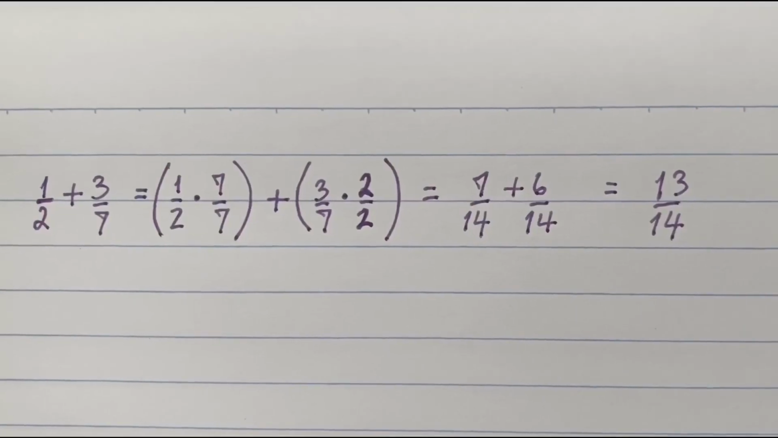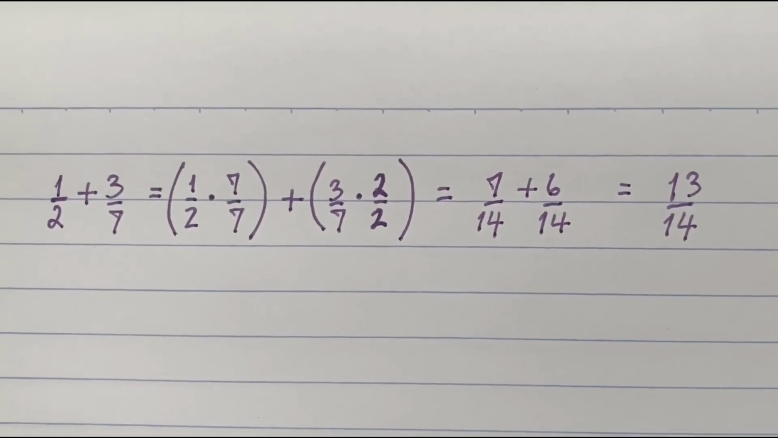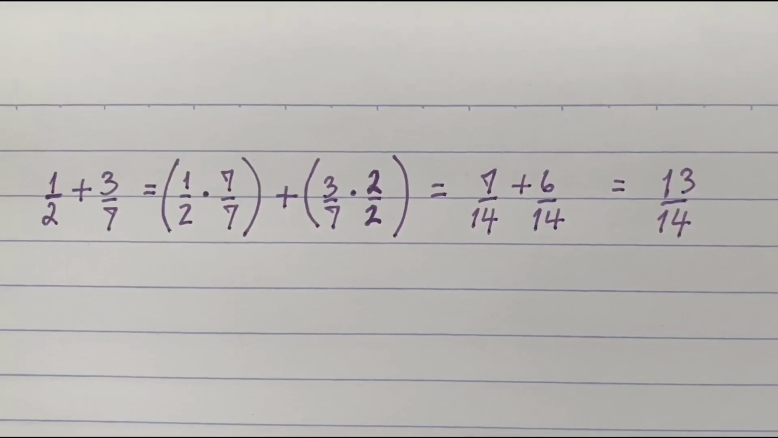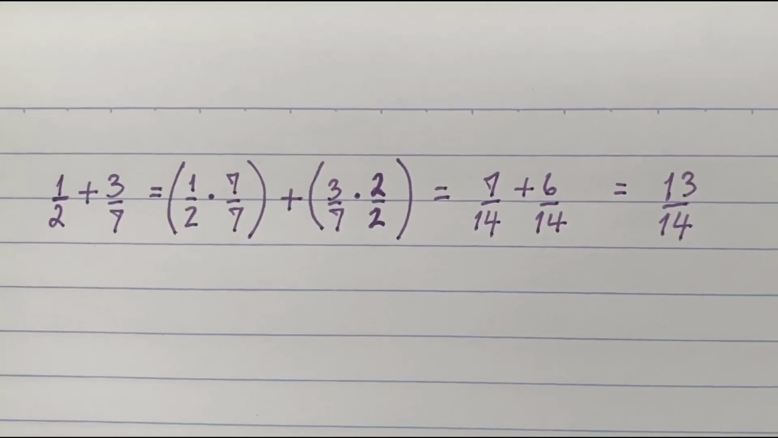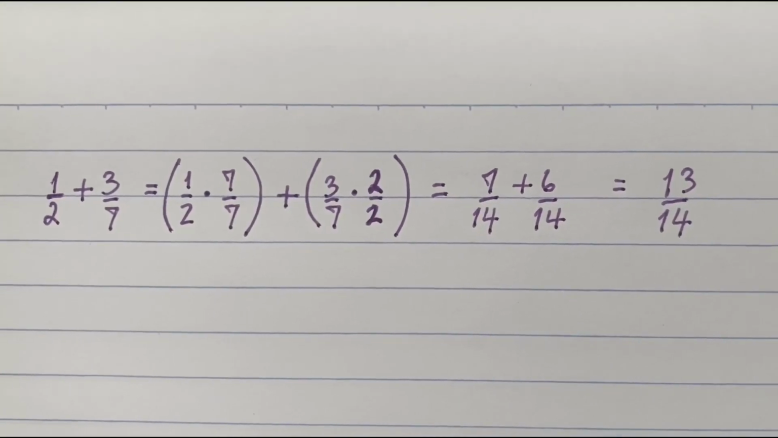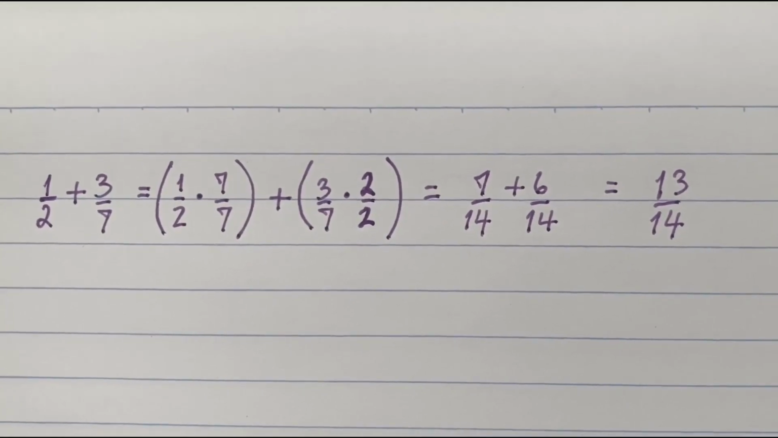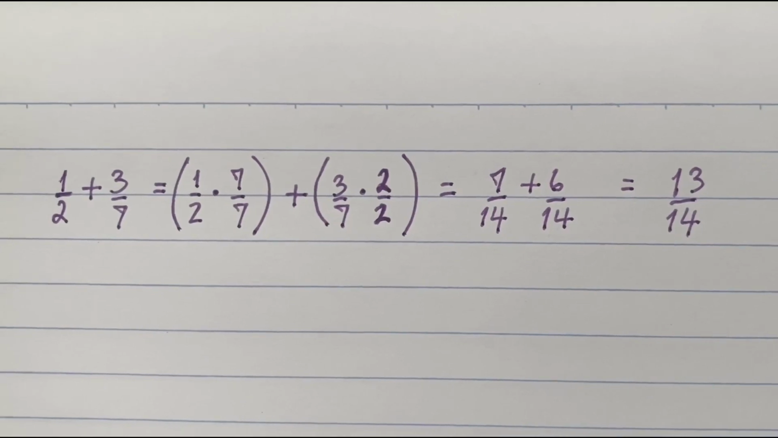When the denominators are not the same, you have to rewrite the fractions so that they do have the same denominator. The easiest way to get a common denominator is to multiply the first fraction by the second denominator over itself, and the second fraction by the first denominator over itself.